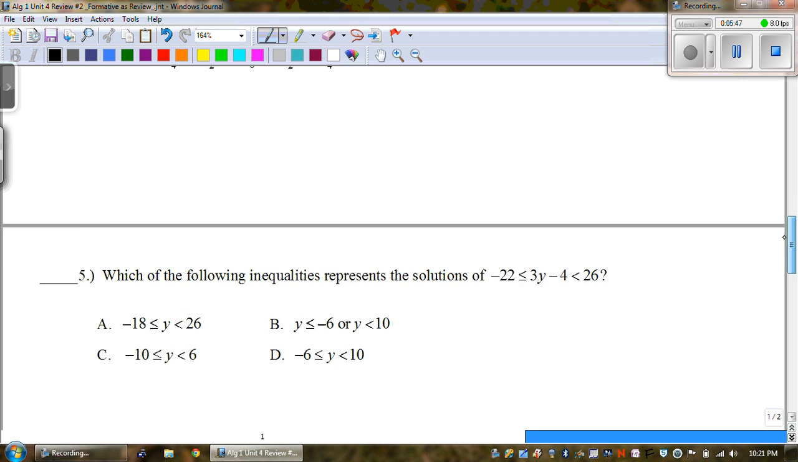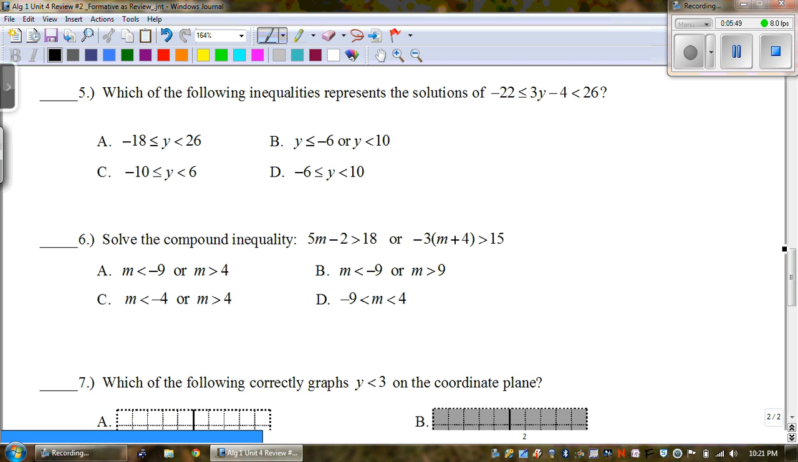All right, let's flip it over. Which of the following inequalities represents the solution of -22 is less than or equal to 3y minus 4 is less than 26? So let's go ahead and solve.